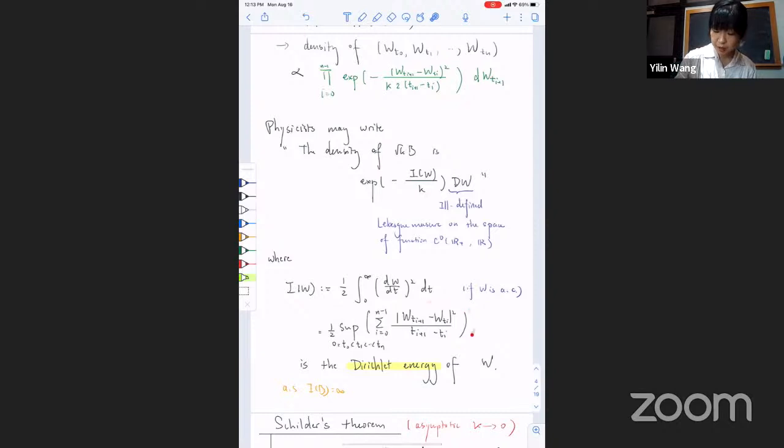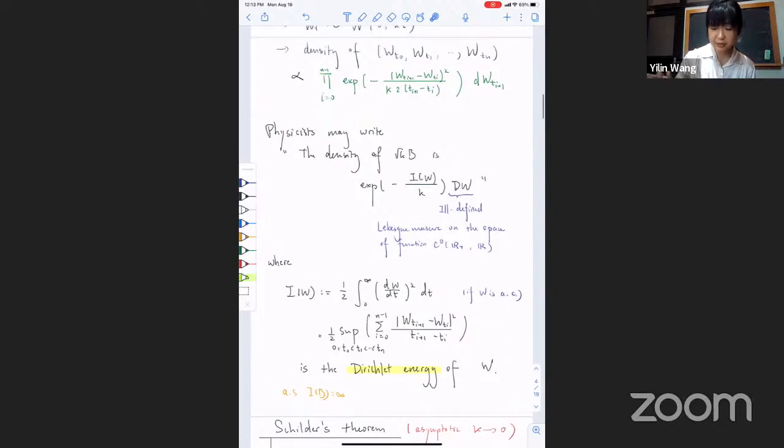And after taking the supremum, this is exactly 1/2 of the Dirichlet energy of a function W. All right, let's first assume that Brownian path has Dirichlet energy. So what this Dirichlet energy means is that if W is absolutely continuous, then you can take this time derivative almost everywhere, and you square it. And this is the Dirichlet energy.